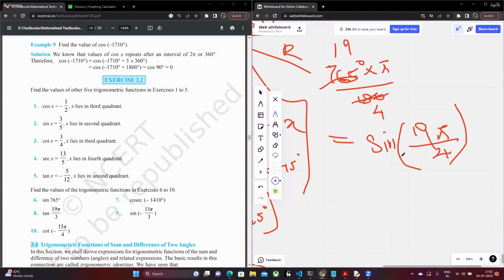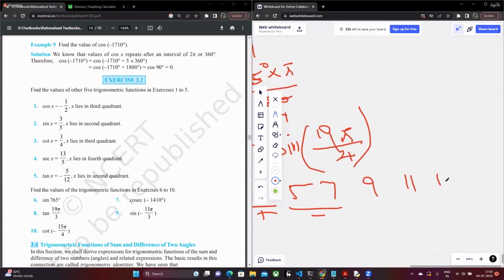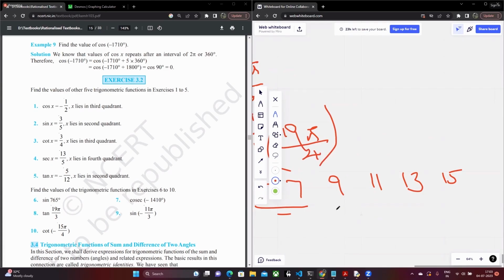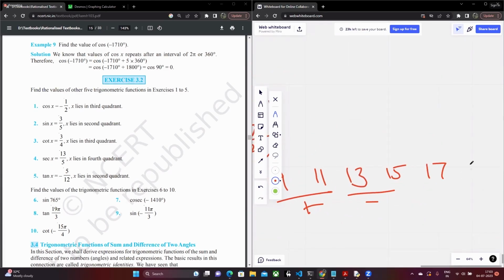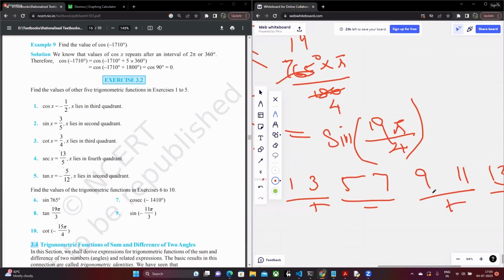right? You should know that sine pi by 4 is 1 by root 2, right? Sine 3 pi by 4 is 1 by root 2. Sine of 5 and 7 pi by 4 are going to be minus 1 by root 2, right? So out of 1, 3, 5, 7, these are plus, these are minus. And then going ahead, 9, 11, 13, 15, these two are plus, these two are minus, right? So 17 and 19, for 19, you get a plus over here, right?